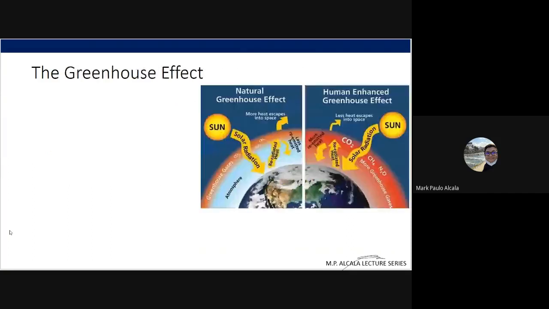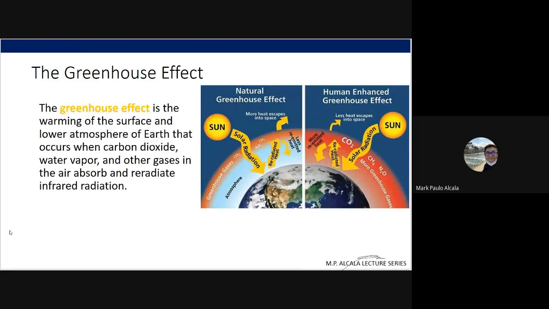Okay? Now, let's talk about the greenhouse effect. The greenhouse effect is the warming of the surface and lower atmosphere of the Earth that occurs when the mixture of gases in the air absorb and radiate infrared radiation. Okay? So somehow the greenhouse effect is needed. Why? Without the greenhouse effect, Earth would be too cold for life.